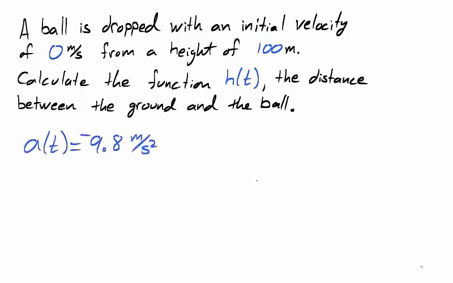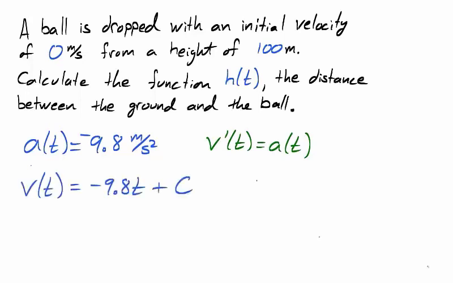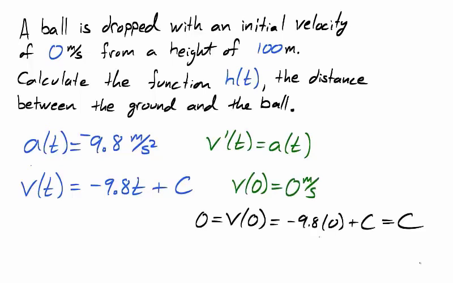We assume that the only force acting on the ball is gravity, which accelerates the ball at negative 9.8 meters per second squared. Since the derivative of velocity is acceleration, the antiderivative of acceleration is velocity. Reversing the power rule for derivatives, we find that the velocity of the ball is negative 9.8 t plus c for some constant c. In the problem, we were told that the initial velocity at time 0 was 0 meters per second. So 0 is equal to v of 0, which equals negative 9.8 times 0 plus c. So the constant c is 0.